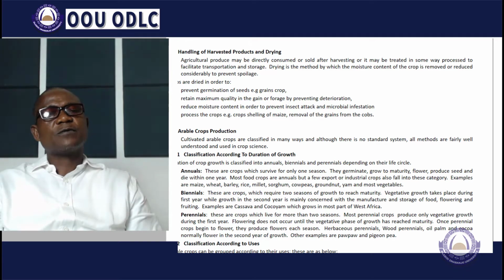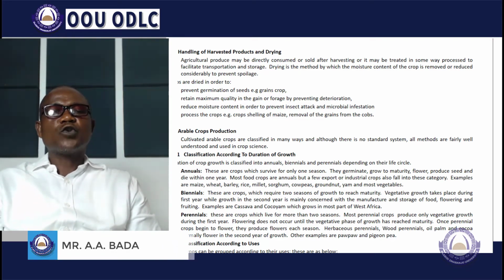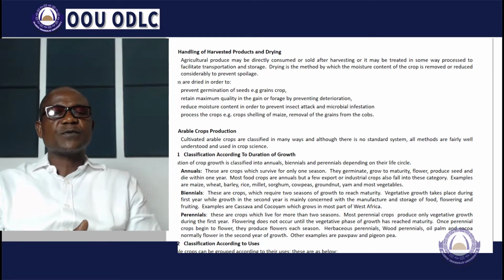Handling of harvested products and drying. Agricultural produce may be directly consumed or sold after harvesting, or it may be treated in some way, processed to facilitate transportation and storage. Drying is the method by which the moisture content of the crop is removed or reduced considerably to prevent spoilage. Crops are dried in order to: 1. Prevent germination of seeds, e.g. grain crops. 2. To retain maximum quality in the grain or forage by preventing deterioration.